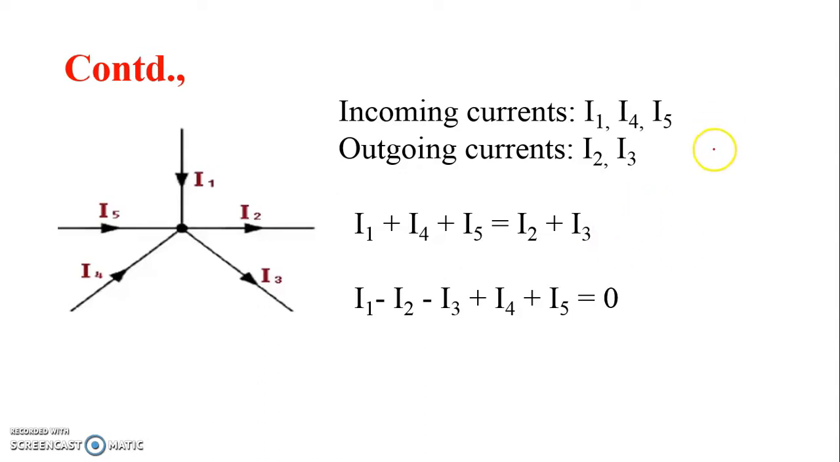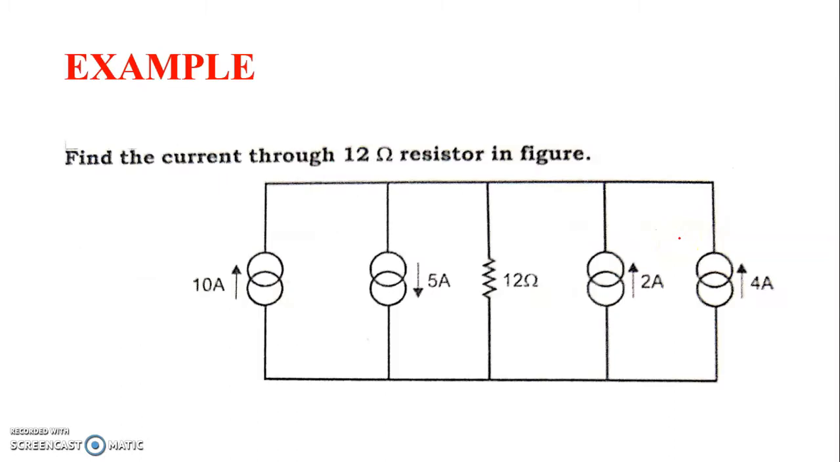So likewise these two equations are written. So next is the example of KCL. Find the current through the 12 ohm resistance in the figure. In the figure they are asking for the current flowing through the 12 ohm resistance.